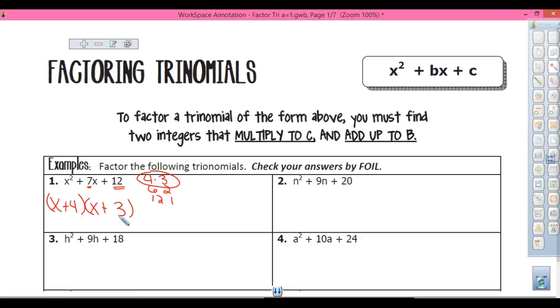Alright, so number 2, my factors of 20 are 4 and 5, 2 and 10, 20 and 1. Is that it? Yeah, I think so. So which one of those groupings adds up to 9? 4 and 5. So my factors are going to be n plus 4 and n plus 5. And if you flip-flop those, n plus 5 and n plus 4, that's okay.